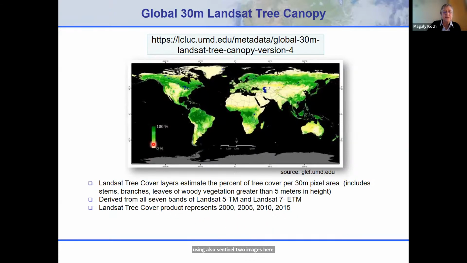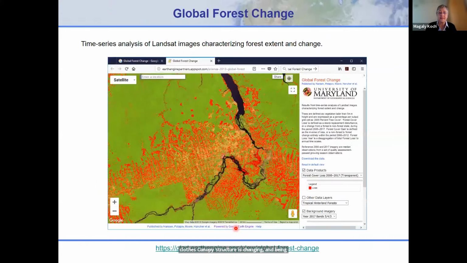Here you see the scale between 0 and 100. And 100 would be, well, basically a closed forest canopy, which you can see, for example, here in the Amazon basin, right? And if you do a comparison over these years, so 5-year time steps, you have a way of assessing how the closed canopy structure is changing and being fragmented by basically human intervention.